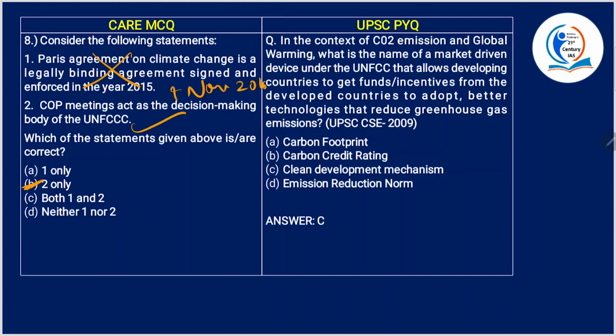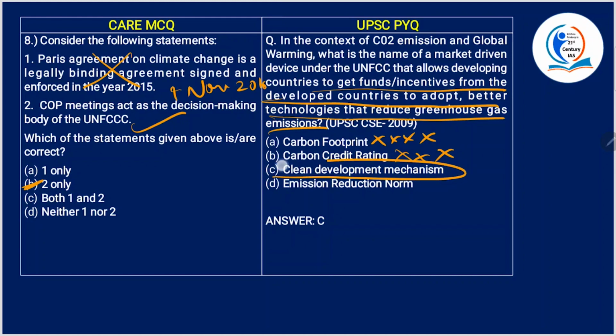So, B is right. Now, in the context of carbon dioxide emission and global warming, what is the name of the market-driven device under UNFCCC that allows developing countries to get funds, incentives from the developed nations to adopt better technologies that reduce greenhouse gas emissions? Carbon footprint is a term used to denote the total amount of carbon dioxide that one emits through all the activities. So this is not the answer. Carbon credit rating is also not correct. Clean development mechanism, which is a product of Kyoto Protocol, is the answer for this. Alright, so C is the answer.